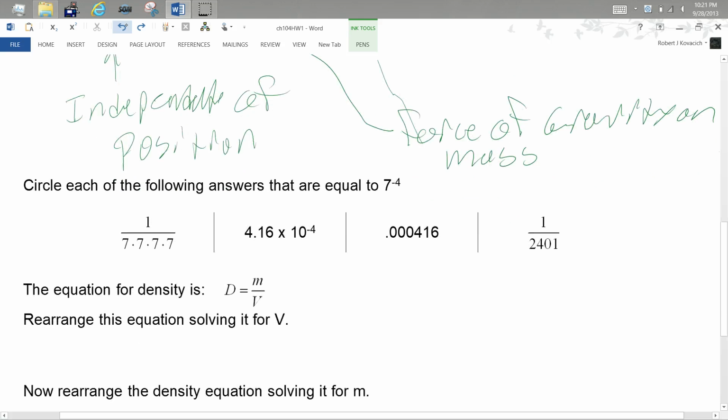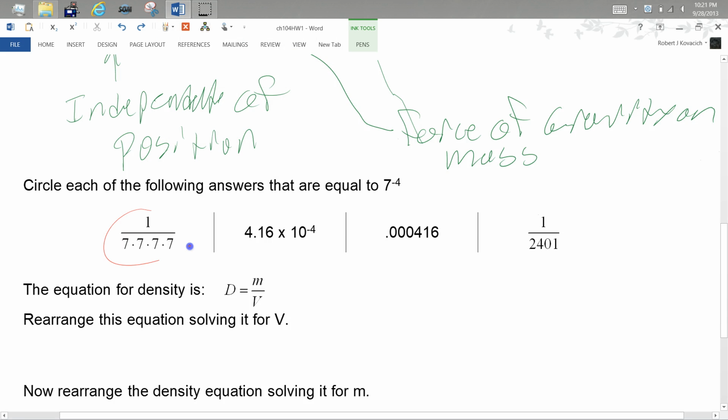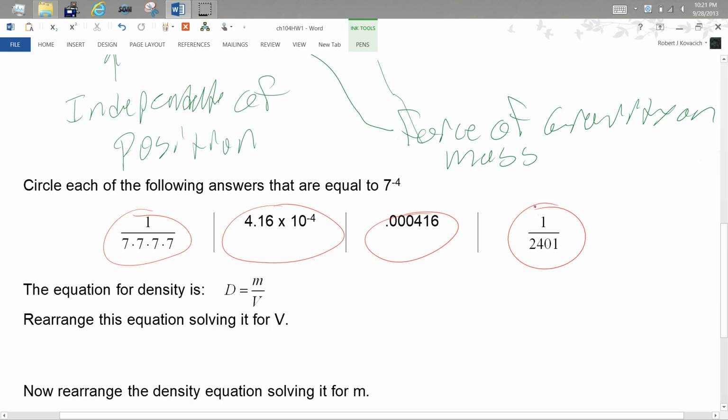Okay, for circling these guys, 7 to the negative fourth, it's actually going to be all of these. We're going to circle this one, and this one, and this one, and this one. Sorry, but a lot like the English language, math has many ways to say the same thing.